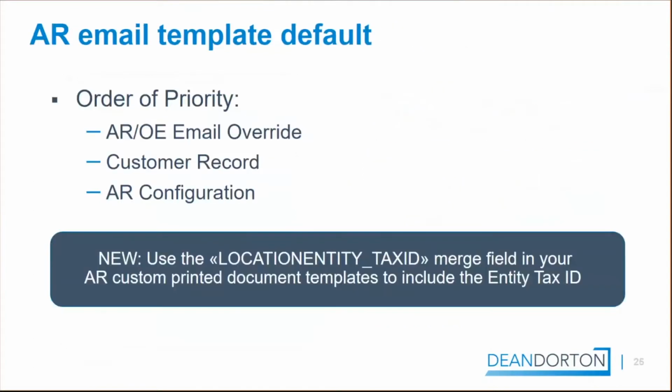Okay. And then AR email template default, just so you know the order of priority. So Intacct is going to look at this order when it's determining which email template to use. So if you override on the printed email invoices screen, that's going to win. If you don't have an override, the customer record is going to win. If there's nothing on the customer record, the AR configuration global setting is going to win. So that's the order that it looks to determine which email template am I going to use when I'm sending out this invoice or statement.